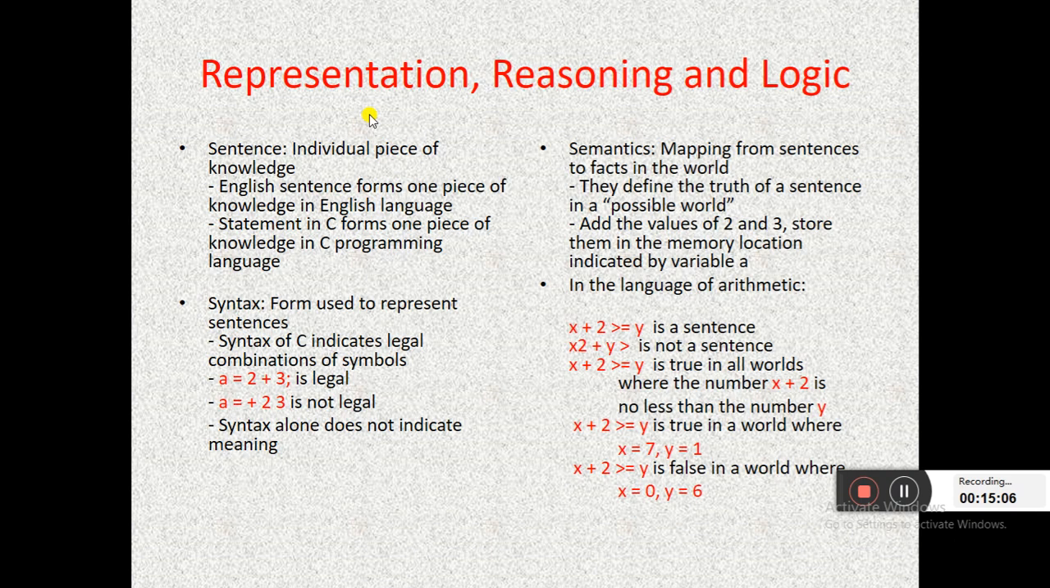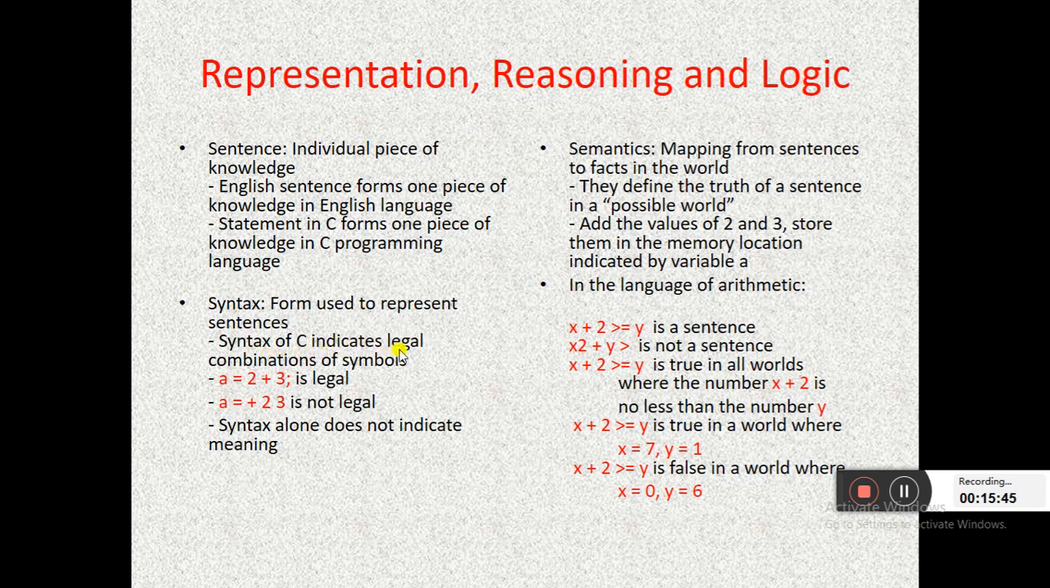Here is another very important topic, that is representation, reasoning, and logic. Sentence: an individual piece of knowledge, very easy. An English sentence forms one piece of knowledge in the English language. A statement in C forms one piece of knowledge in the C programming language. Syntax: forms used to represent sentences. So what is syntax in knowledge representation? It is used to represent sentences.